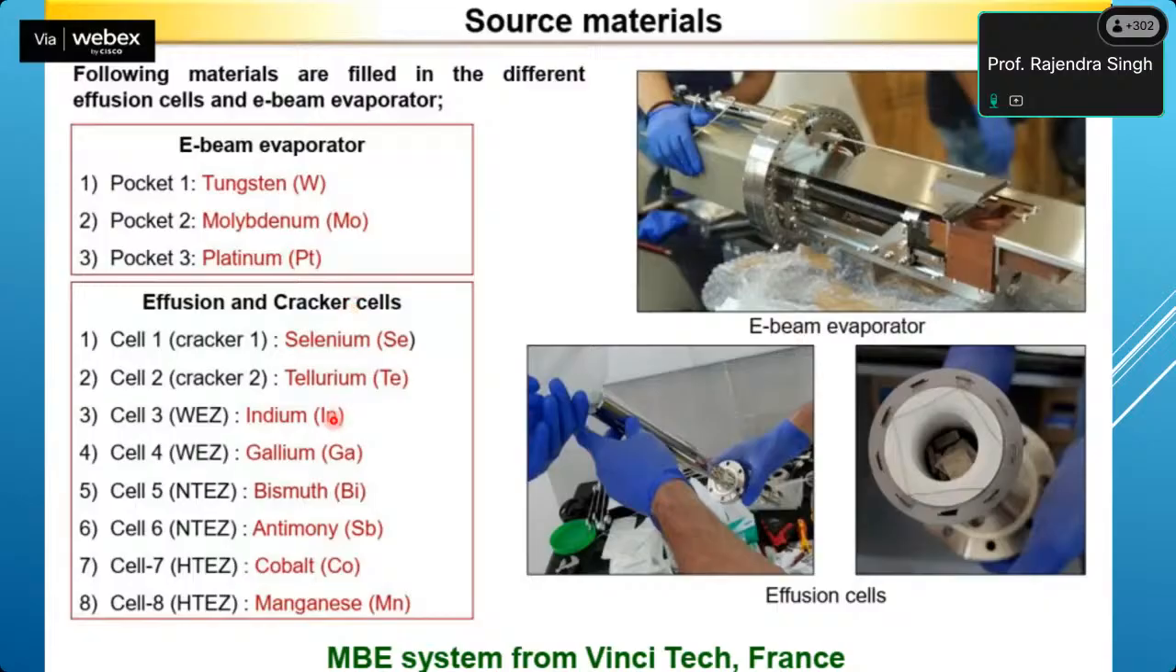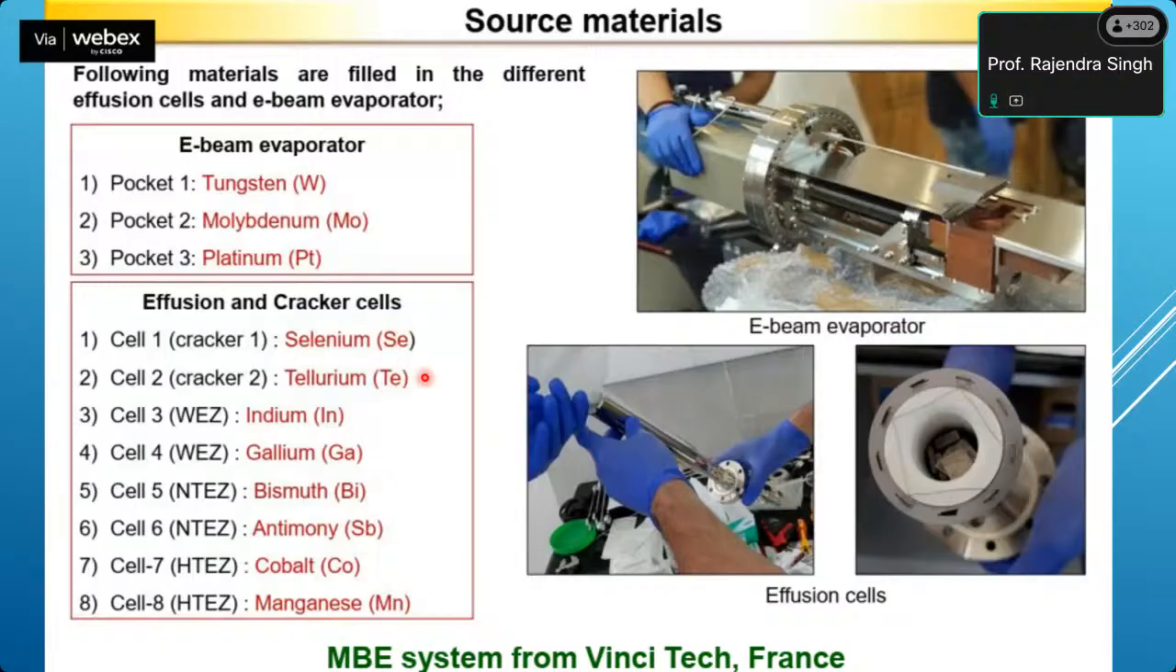If you want to deposit indium telluride, that can be done. If gallium selenide is required, that can also be done. You can deposit topological insulators like bismuth diselenide or bismuth tritelluride, Bi2Te3, Bi2Se3.